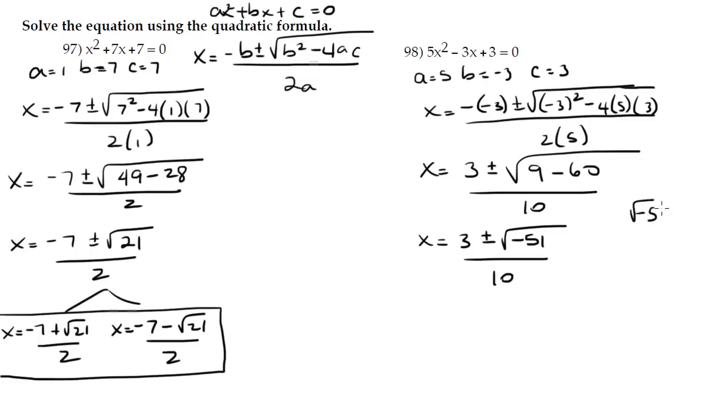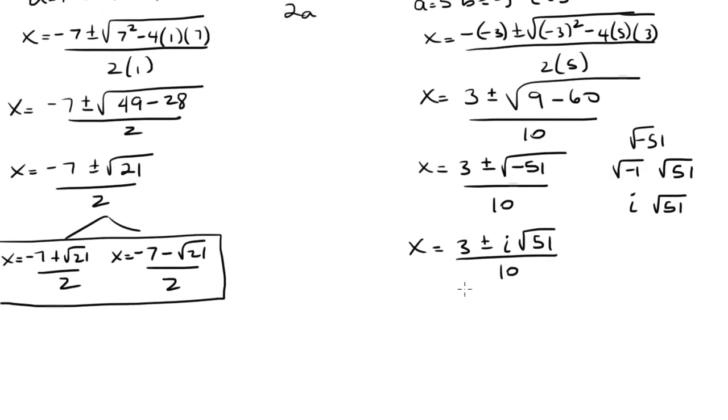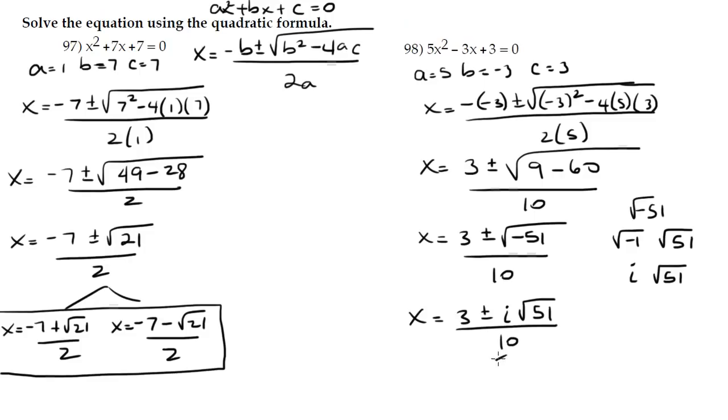Square root of negative 51, I'm going to split that into the square root of negative 1 times the square root of 51. Square root of negative 1 is i, radical 51. And there's no perfect square factors of 51 there. So x equals 3 plus or minus i radical 51 all over 10. So there are two solutions here. X equals 3 plus i radical 51 over 10. X equals 3 minus i radical 51 over 10.